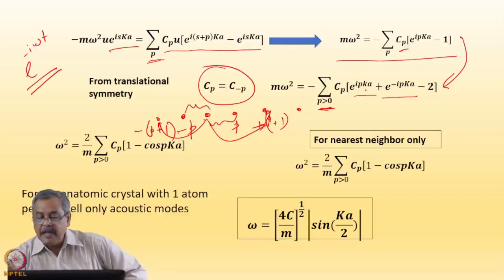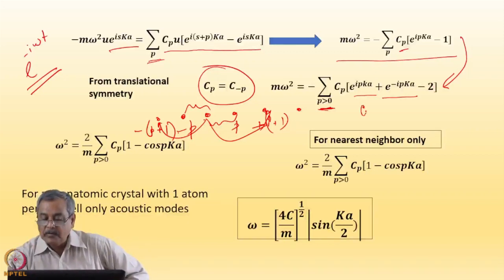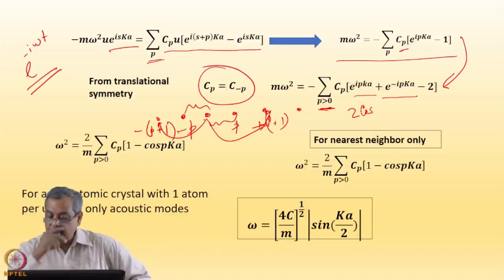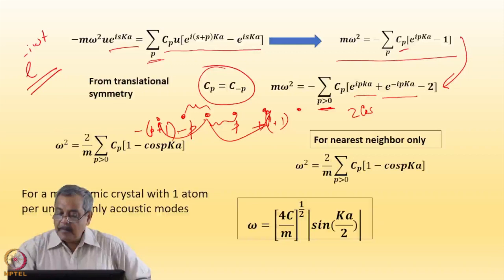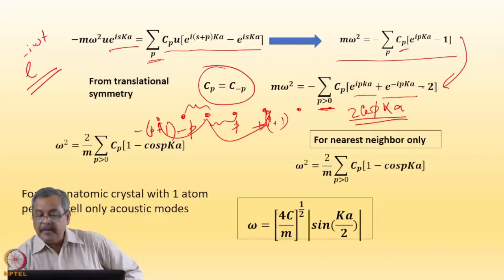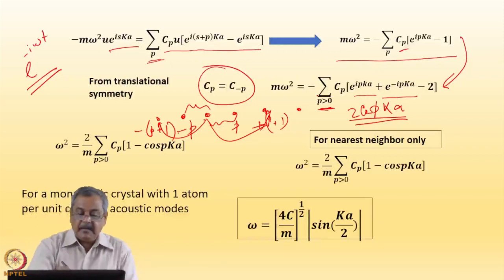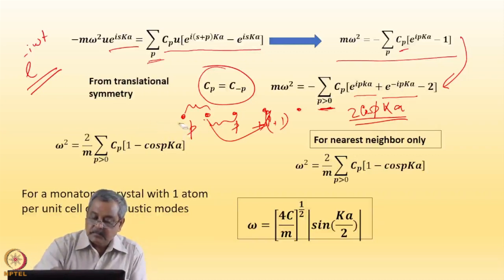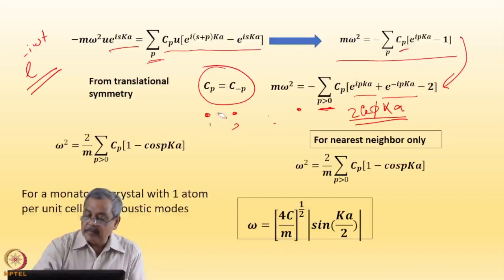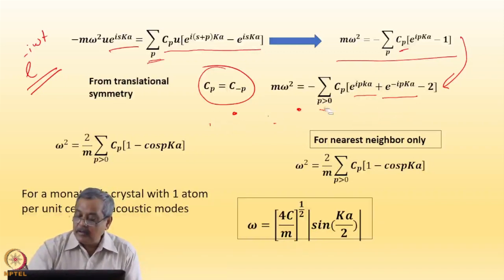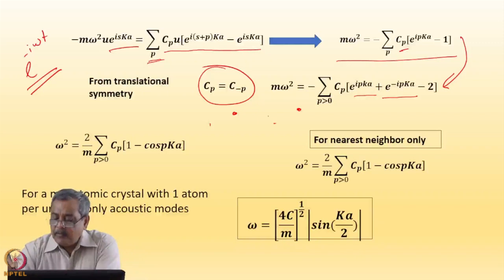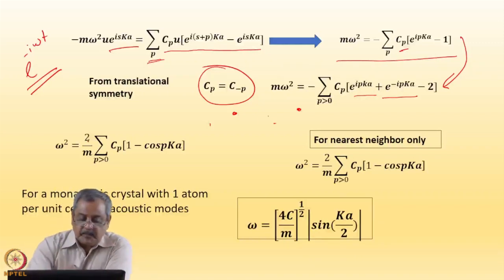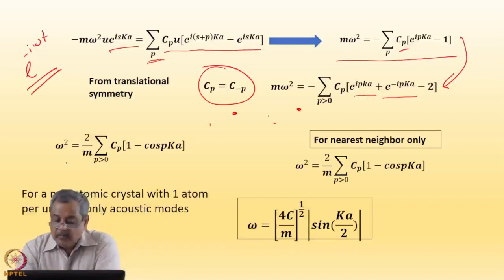So I can write it as e^{ipka} plus e^{-ipka} minus 2, and this is equal to 2 cos pka minus 2. So ultimately I get this equation: m omega square equals the sum over p of C_p times (2 minus 2 cos pka). So that 2 comes out, and this is the equation for omega square.